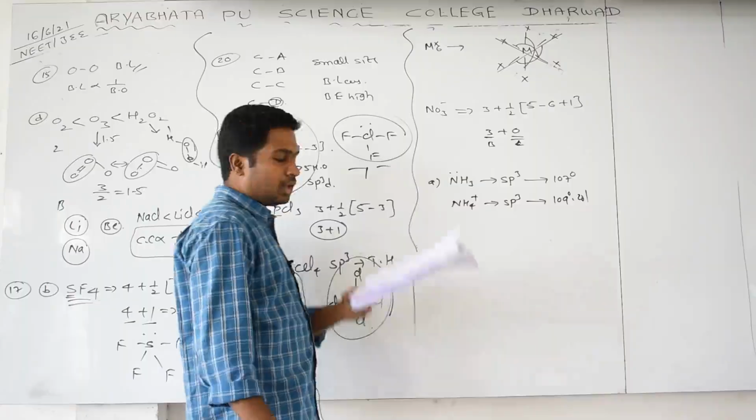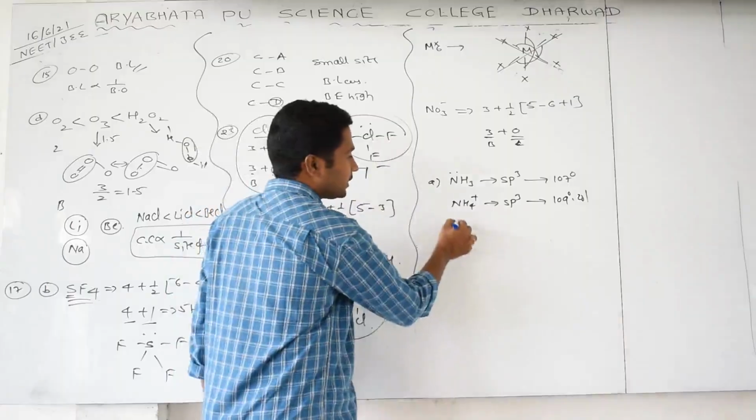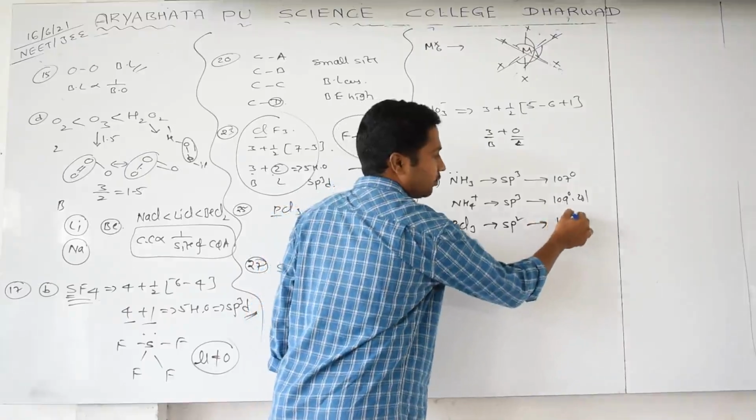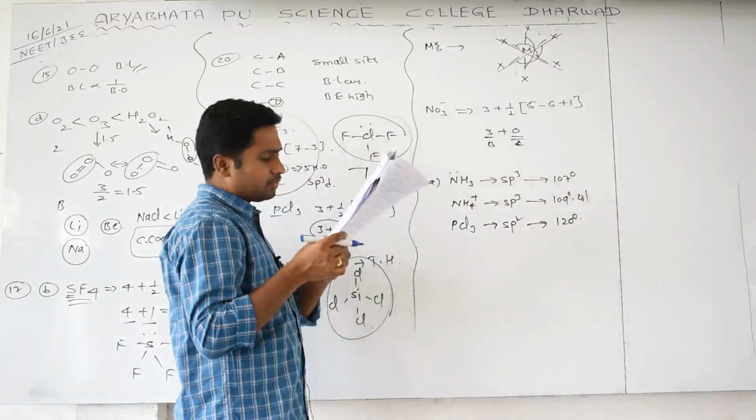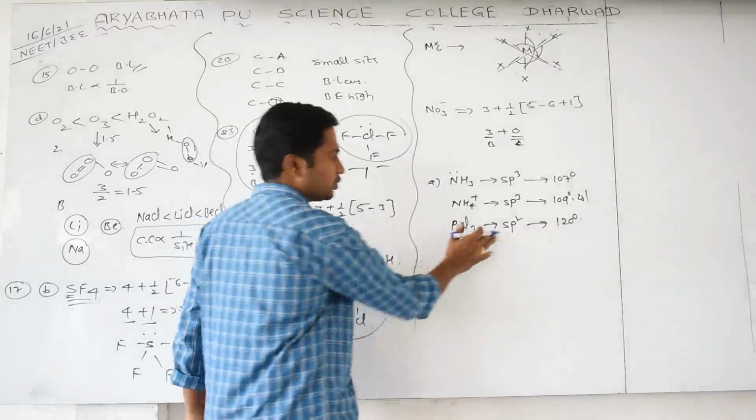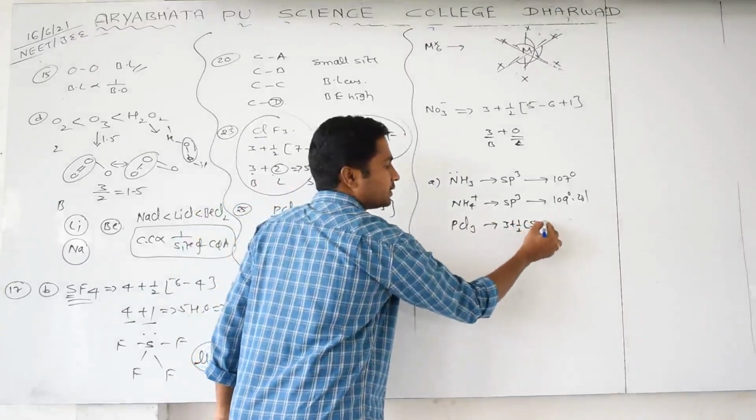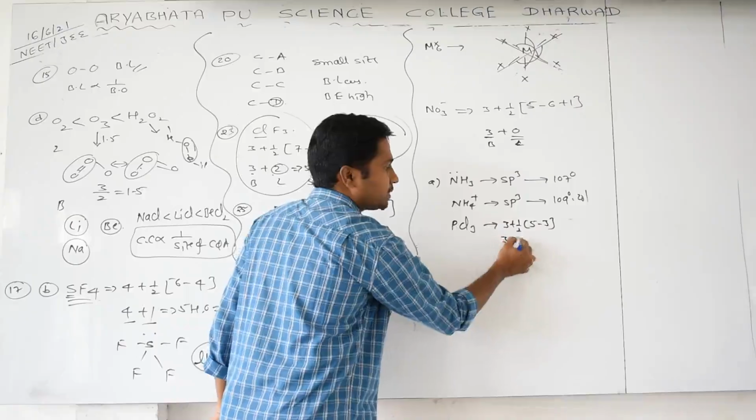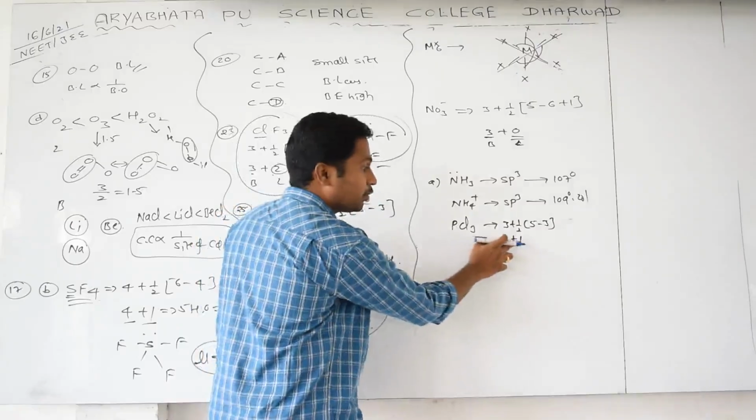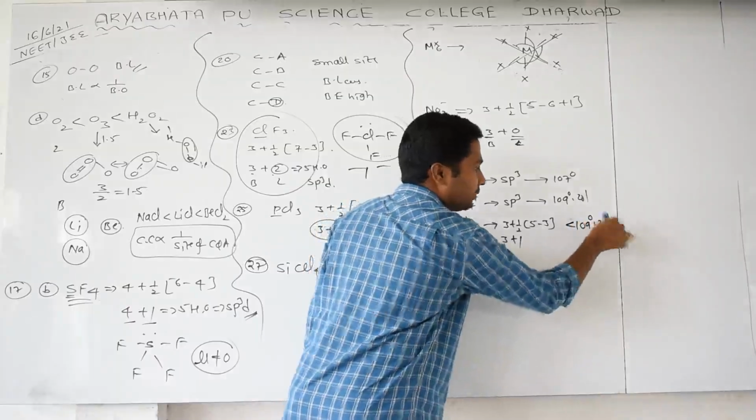Go for the next, PCl3. PCl3 is having sp2 hybridization? sp2 hybridization means you get 120 degrees. The question is asking in which of the following the bond angle is maximum. No, PCl3, just check the hybridization: 3 plus, 5 minus 3, we are getting 3 plus 1, 4, we are getting sp3 only. But what is happening? 3 bond pairs, 1 lone pair. The bond angle will be less than 109 degrees 28 minutes.